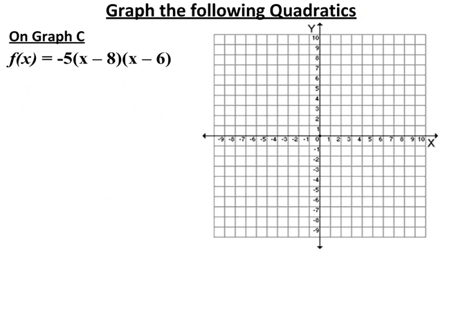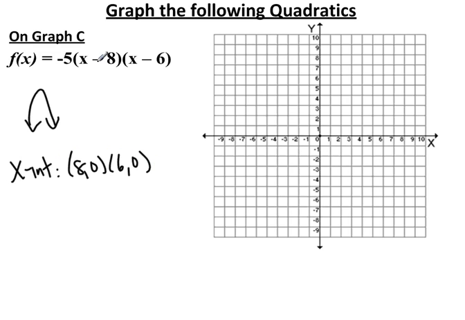Let's look at a third example. So I know this is going to face down, and my x-intercepts are going to be at 8, 0, and 6, 0. That's what I get when I set each of these equal to 0. So I'm going to go to 8, 0, and 6, 0. Well, I can tell right away that my vertex has to be in between them, which is going to be at x equals 7. So to find my vertex, I know it's going to be 7 comma something. So I'm going to just substitute in 7.